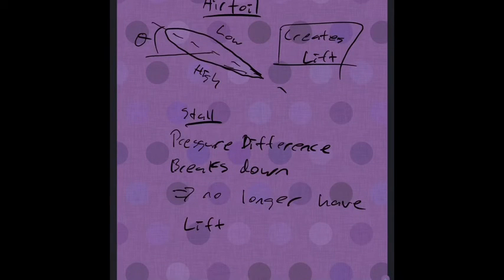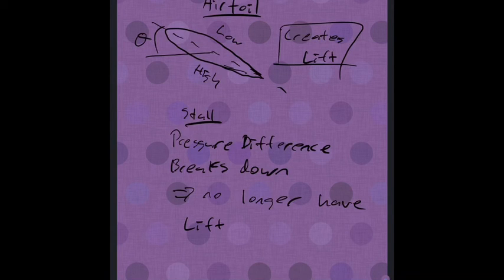Finally, we're going to look at the airfoil and how it creates the lift force that lets an airplane fly. Now, when the airfoil is oriented at a certain angle, it creates a pressure difference between the top and the bottom of the wing. Now, this is what creates this lift force that allows the plane to fly.